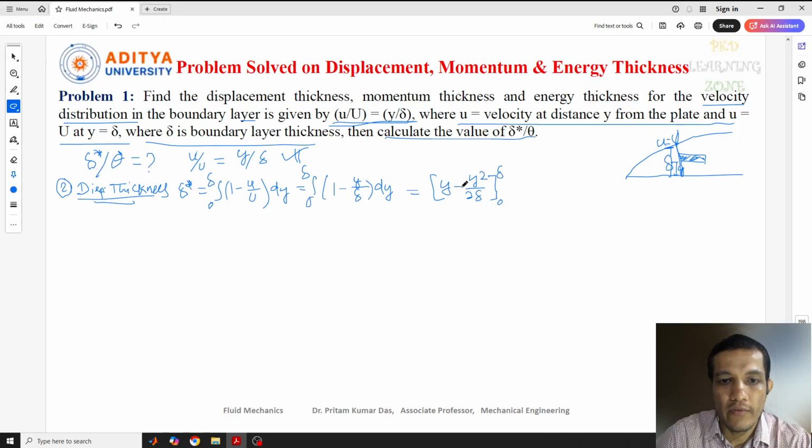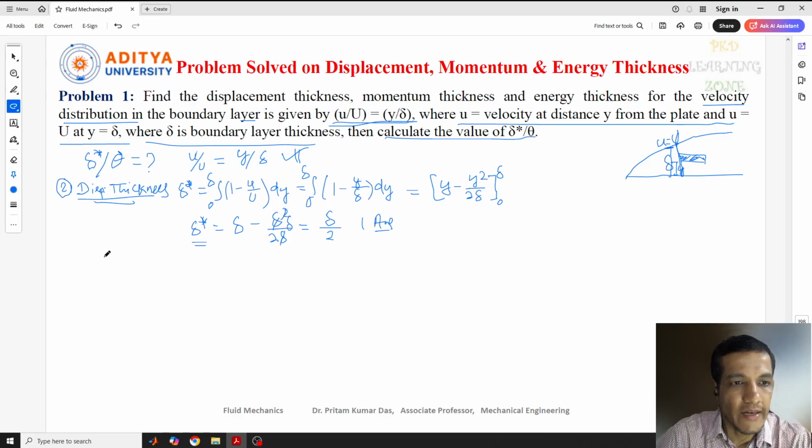Now put the value of delta in place of y. So delta star equals delta minus 0, that is delta, minus delta square by 2 delta. Delta square cancels, leaving delta by 2. So delta minus delta by 2 is nothing but delta by 2. This is one simple answer: delta star is delta by 2.